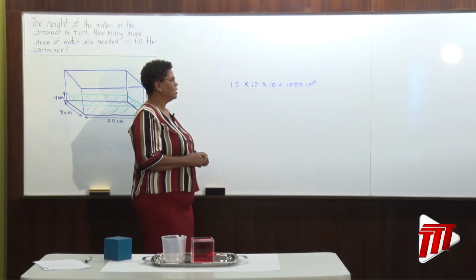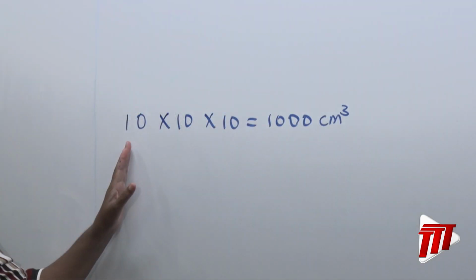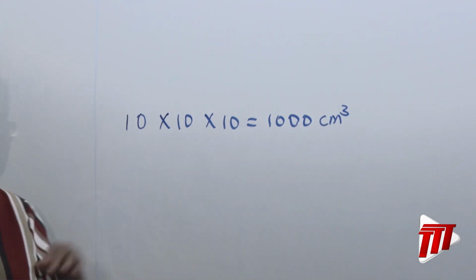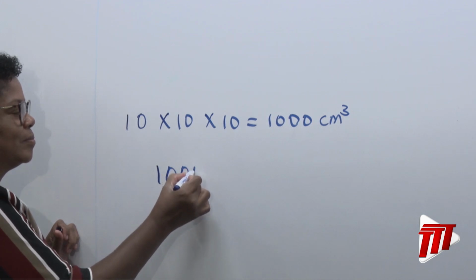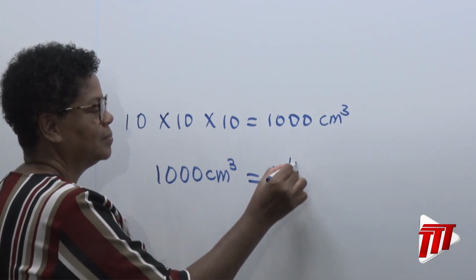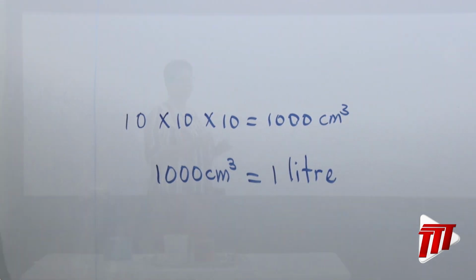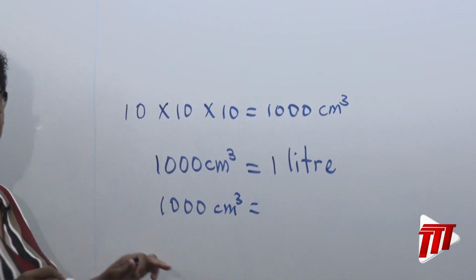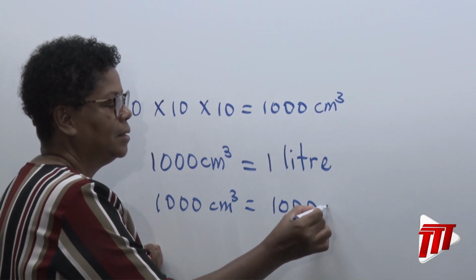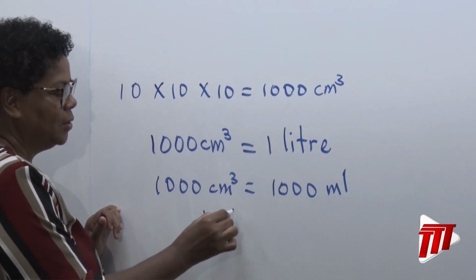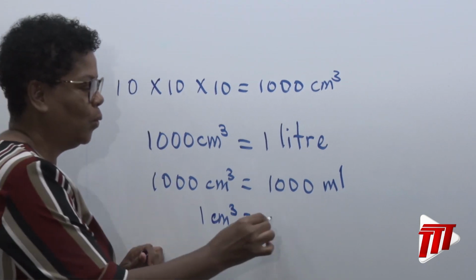So the relationship between a cube that measures 10 multiplied by 10 multiplied by 10 with a volume of 1,000 cubic centimeters is equal to one liter. And from there, we can break it down further and show that 1,000 cubic centimeters is equal to 1,000 milliliters, which also means that 1 cubic centimeter would be equal to 1 milliliter.